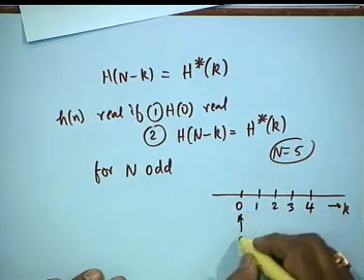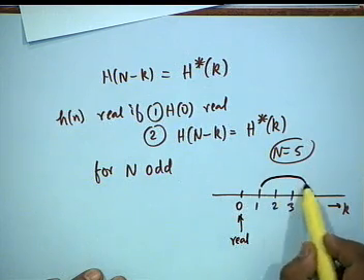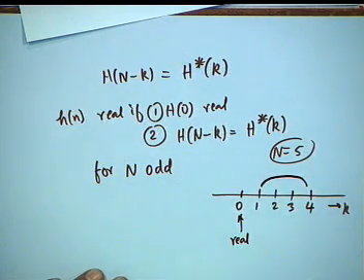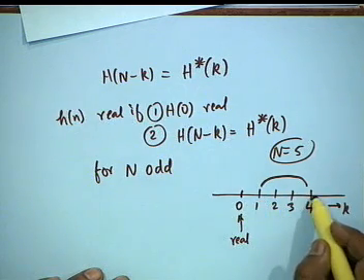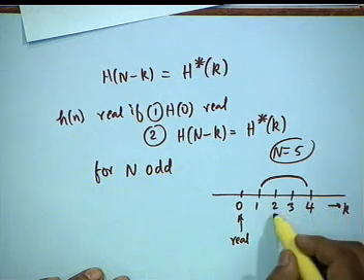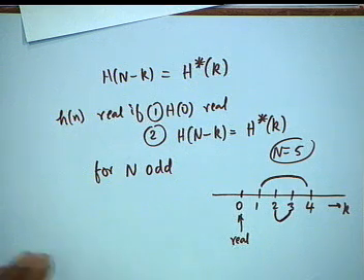H of 0 has been taken to be real. 1 and 4 are complex conjugates of each other. Capital H of 1 and capital H of 5 minus 1, they are complex conjugates. 2 and 3 are complex conjugates of each other, and therefore the total quantity is real.